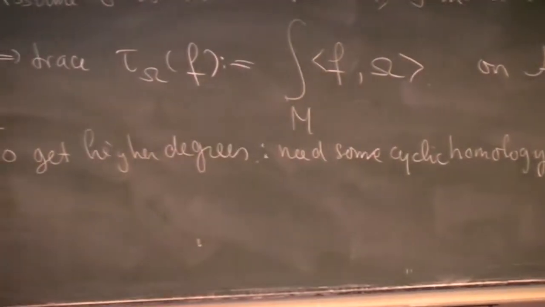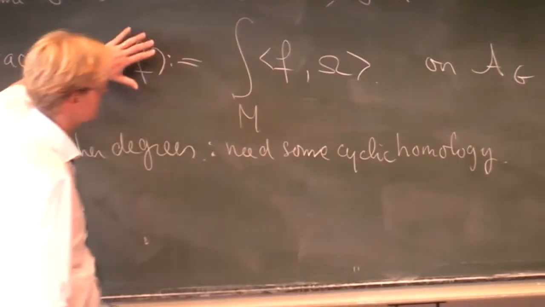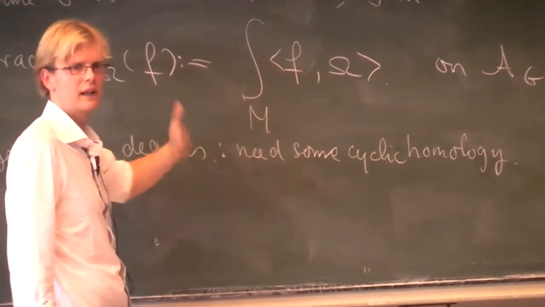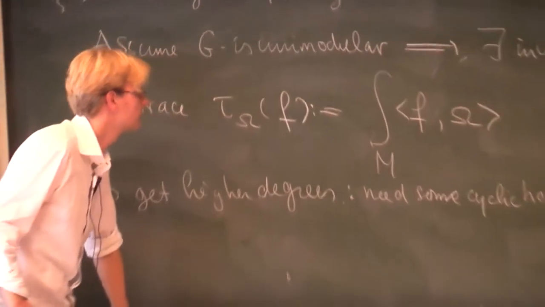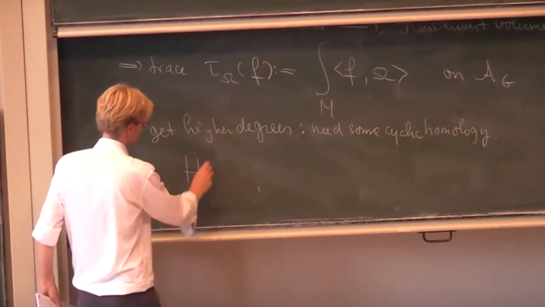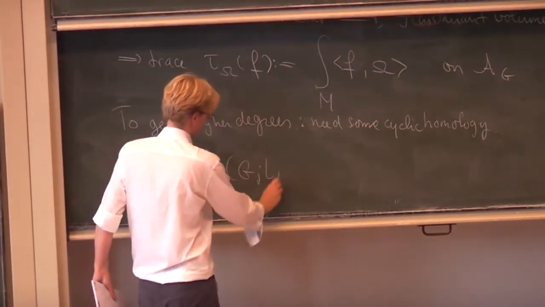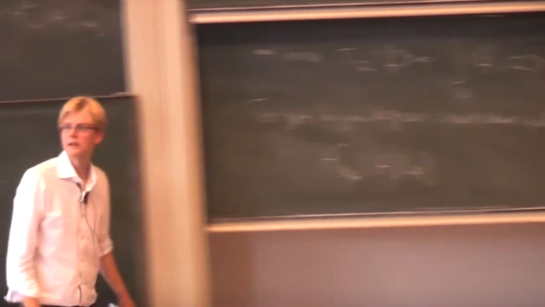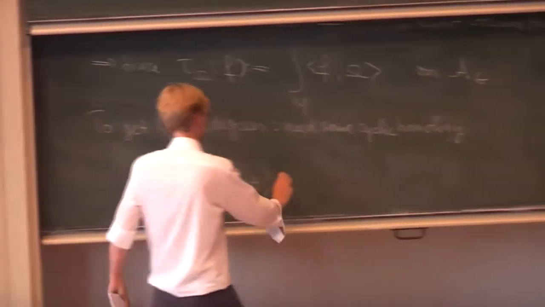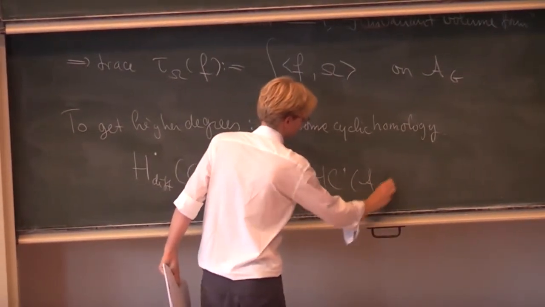So cyclic homology is sort of a generalization of the notion of a trace on an algebra, and it's actually developed to pair with K-theory. And in fact, if you do it really carefully, you will find that there is a canonical map between the groupoid cohomology with values in this line bundle and the cyclic cohomology of this convolution algebra A sub G.